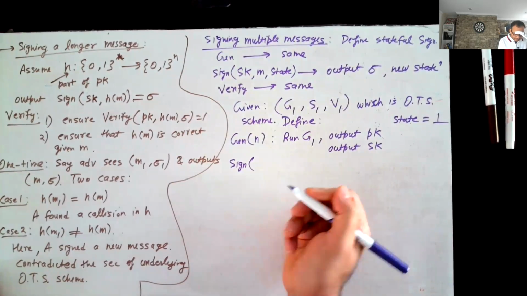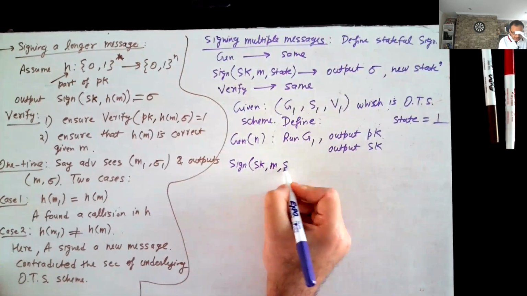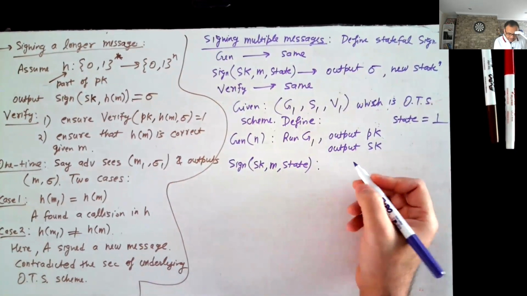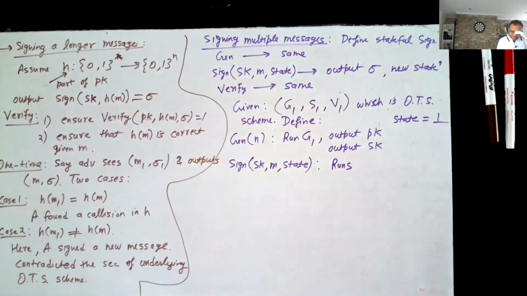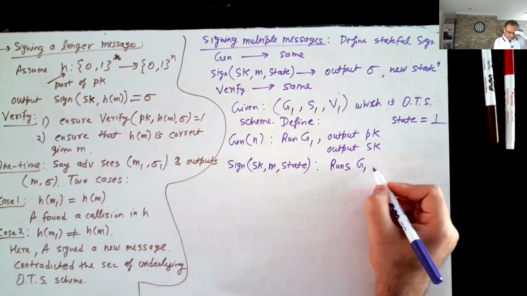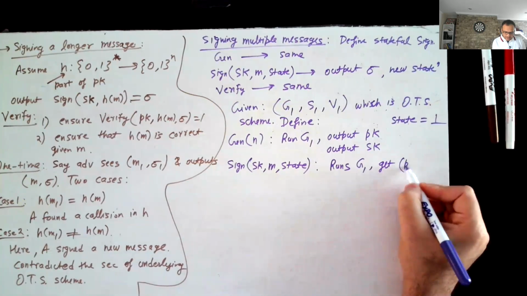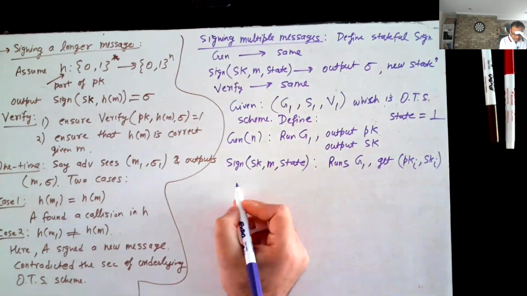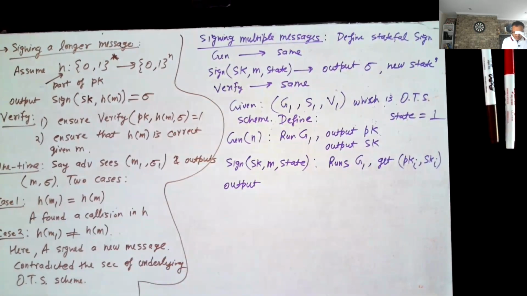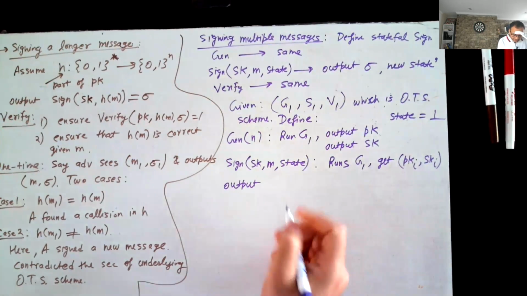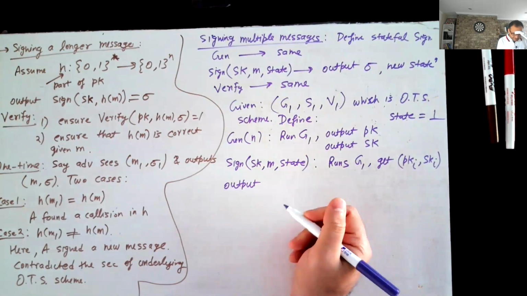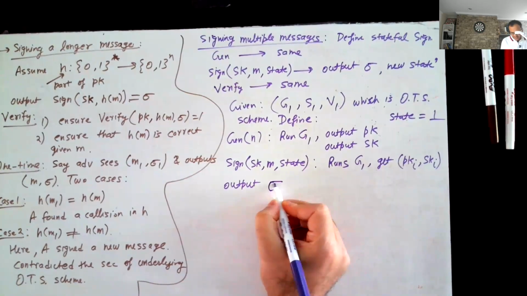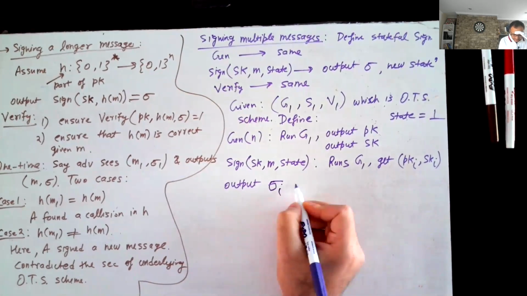How do you sign? You need SK, you need the message, and you need the empty state in the beginning. Now the signing algorithm runs G1 again, and you get PK_i and SK_i. Let's say this is the ith message which you are signing. Okay, so now what do you output? So now your signature sigma, let's call this sigma_i, is equal to the following.